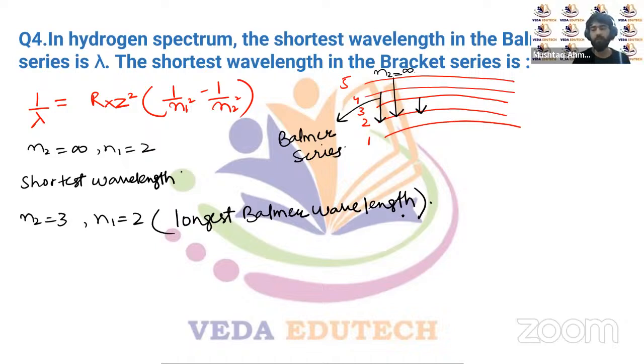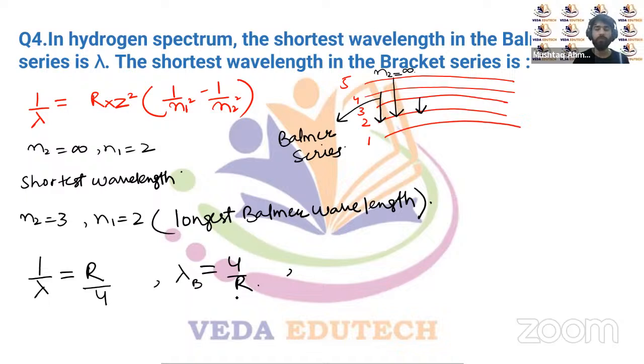In the same way, the shortest wavelength for the Balmer series is possible when n2 is equal to infinity and n1 is equal to 2, or we can say the electron makes a transition from infinity to the first excited state of the hydrogen atom. So 1 upon lambda for the Balmer series, with Z equal to 1, is R times 1 upon n1 squared. With n1 equal to 2, it will be R upon 4, or lambda is 4 upon R. This is for Balmer, and I can write it as lambda B.